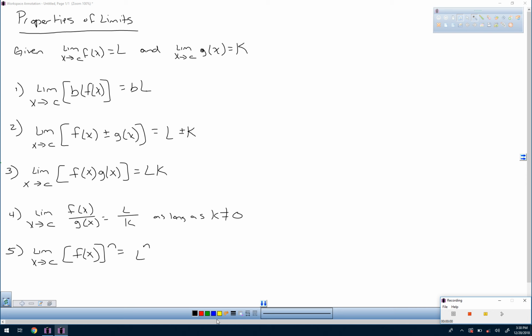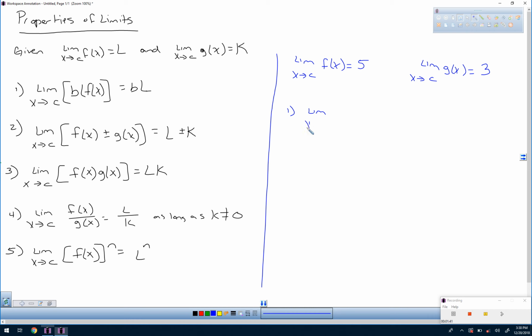Well, if you're anything like me, I like to have a little bit more of a concrete example. So let's say that I told you that the limit as x approaches c of my f function is equal to 5, and that the limit as x approaches c of my g function was equal to 3. Let's say that I wanted you to find the limit as x approaches c of 4 times f of x. Well, then that would mean that my answer would simply be 4 times the limit of f of x, which we already know is 5, so the answer to that would be 20.